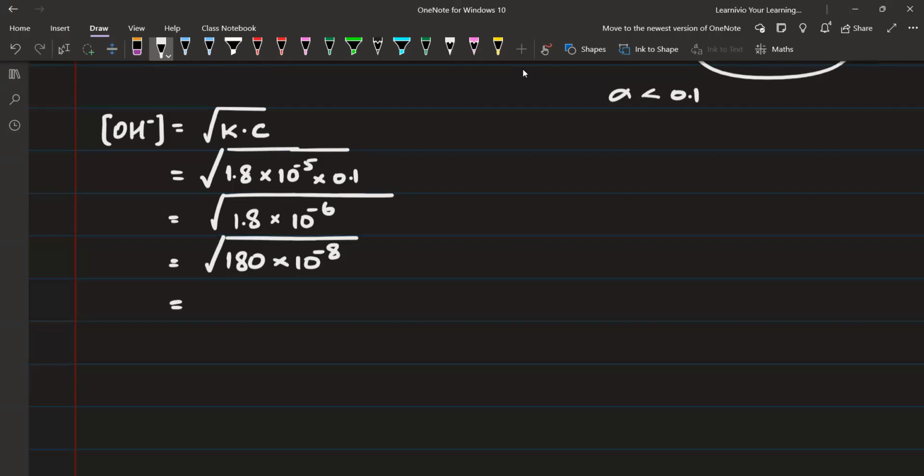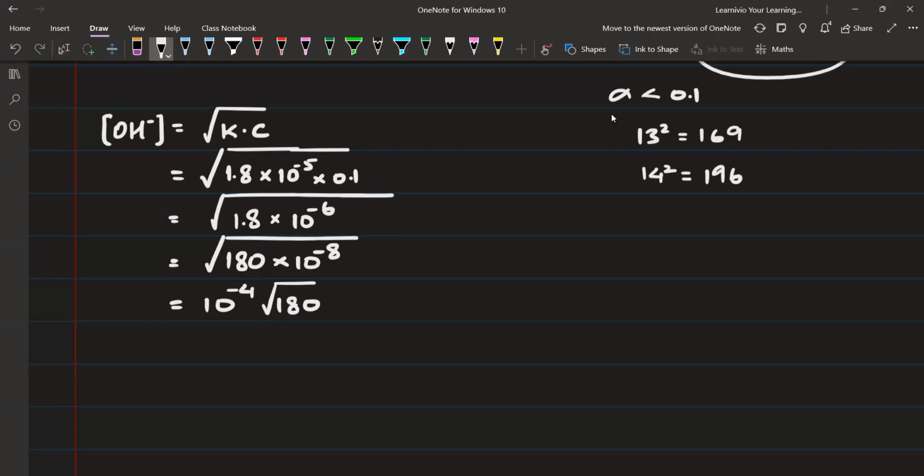Right. Now this will be equal to, 10 to the power minus 8 will come outside. It will become 10 to the power minus 4 under root of 180. Now under root of 180 will be somewhere between 13 and 14, right? 13 square is equal to how much? 169, I guess, right? And 14 square is 196. It is somewhere in between, and it is closer to 13, I guess, right? Yes or no?